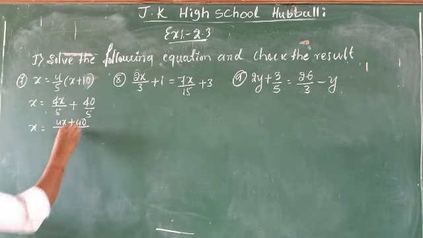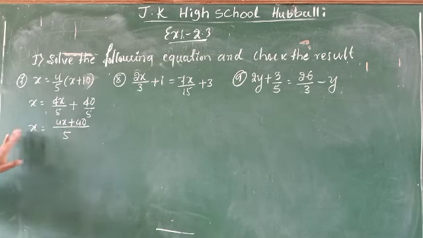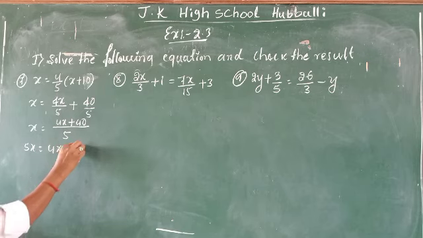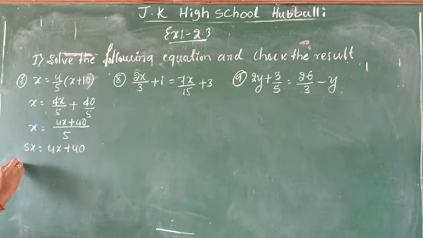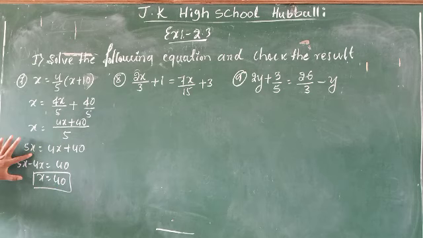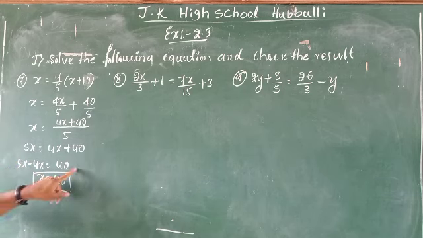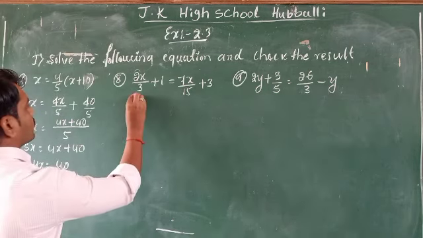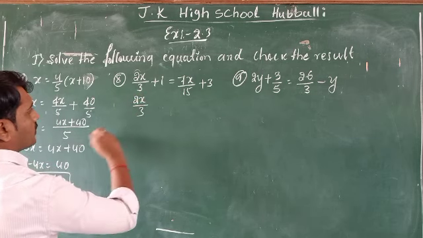5x will come this side, so 5x is equal to 4x plus 40. So bring this 4x this side. 5x minus 4x is equal to 40. So x is equal to 40. 5 minus 4 is 1x, 40 as it is. Okay, this question.